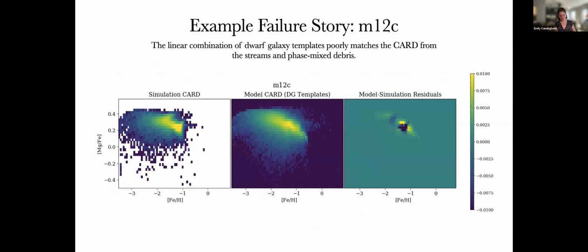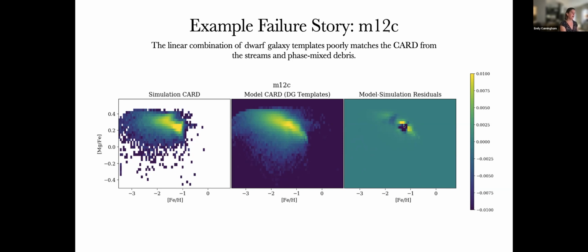So this is my example failure story from the halo M12C. And we have here the simulation abundance distribution on the left. We have our model abundance distribution in the middle, and our residuals are shown in the far right panel. And we can immediately see that the dwarf galaxy templates are not doing a good job of reproducing the abundance distribution in this halo. In particular, if we look at this distribution, it's got a really bright overdense region right here at a metallicity of about -1 and an alpha of about 0.2. And this bright overdensity is not consistent with the dwarf galaxies that contributed to the buildup of the template.